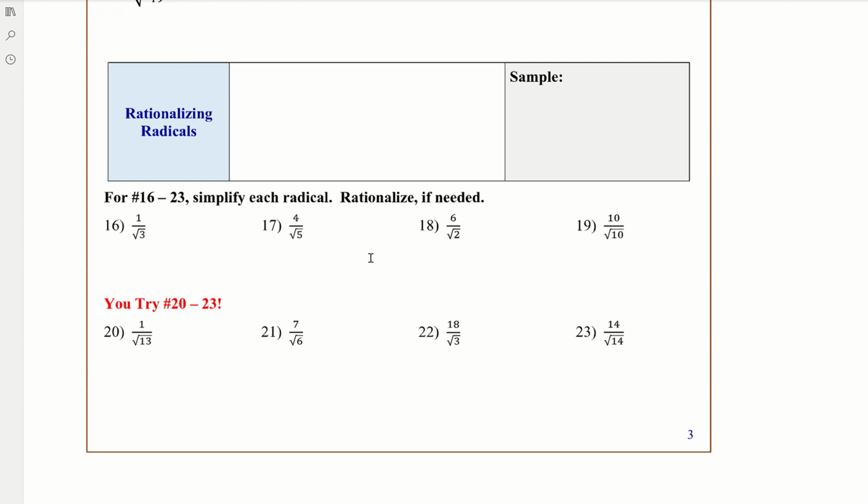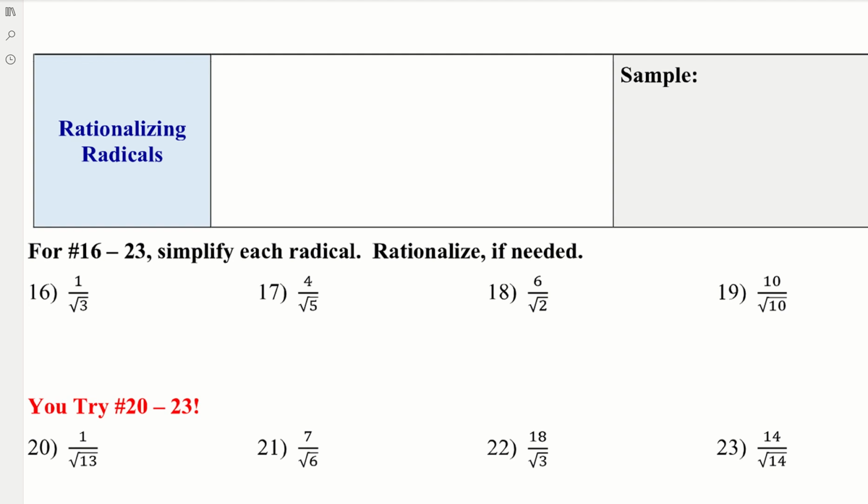Okay, so we are on the last little topic of our little review unit. We're going to look at rationalizing denominators. So here is the deal, you guys. We can have no radicals in the denominator. That is a rule of math. Till math do you part. There never, ever, ever should be a radical in the denominator.